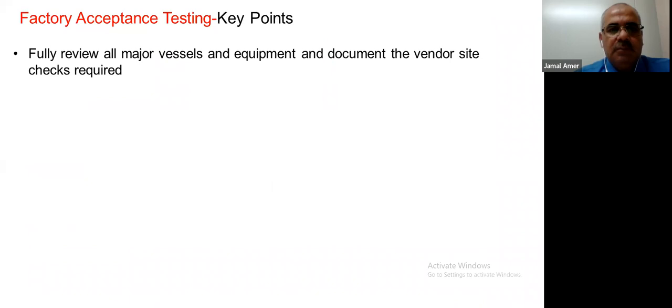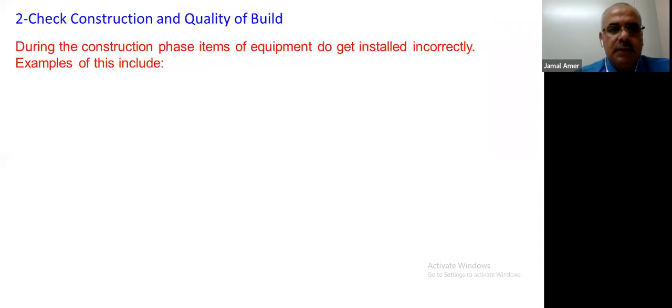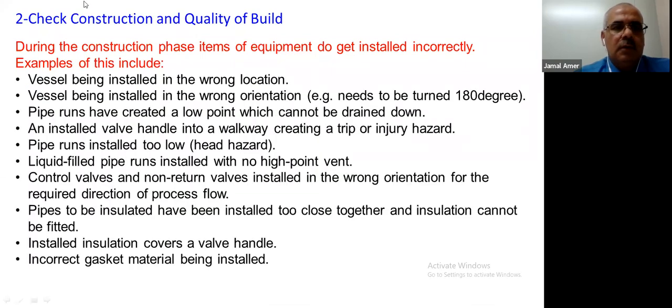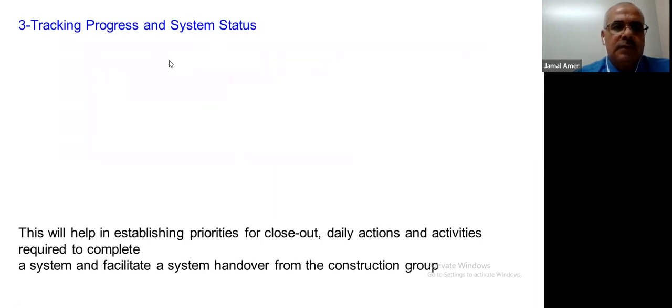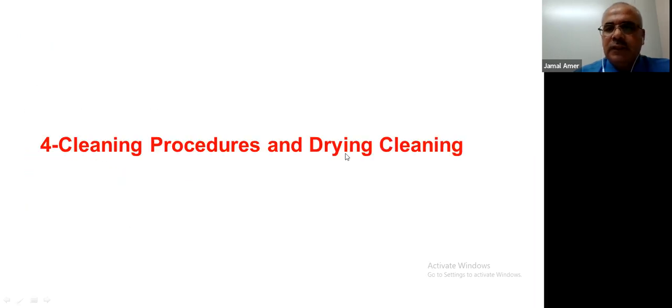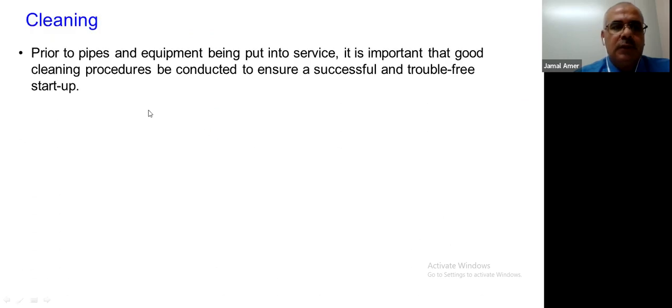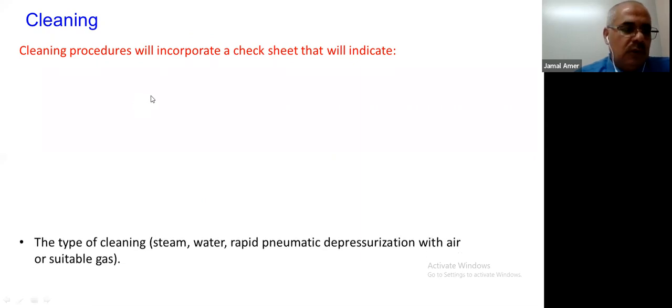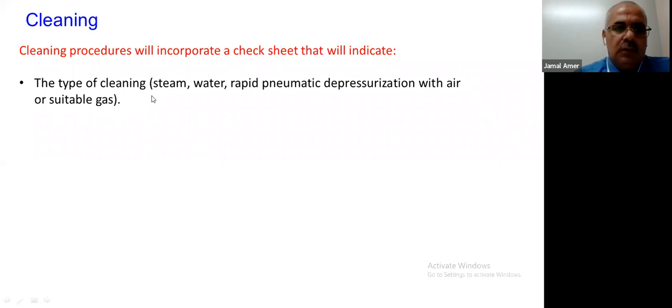Also, some examples I'll show in factory acceptance test here also. Check construction, the quality of build, we'll talk about it, tracking progress and system status. Cleaning procedure and drying: we talk about cleaning, why it's very important that before starting commissioning our equipment be cleaned and dried of any water or moisture. We'll talk about it in detail in our course.